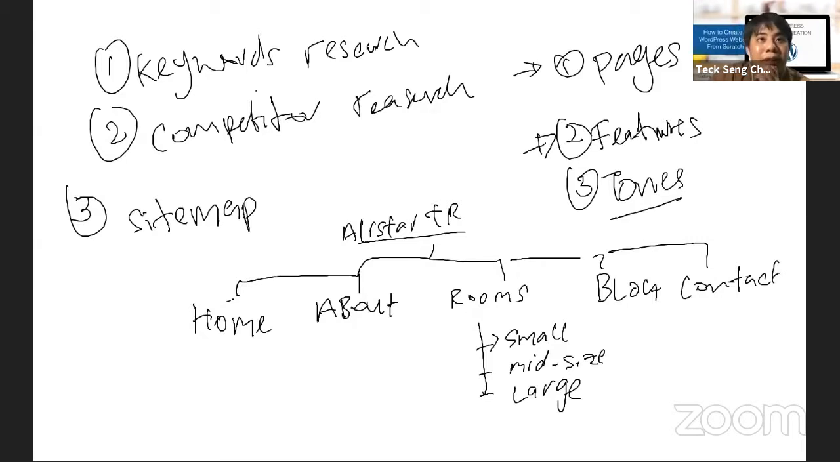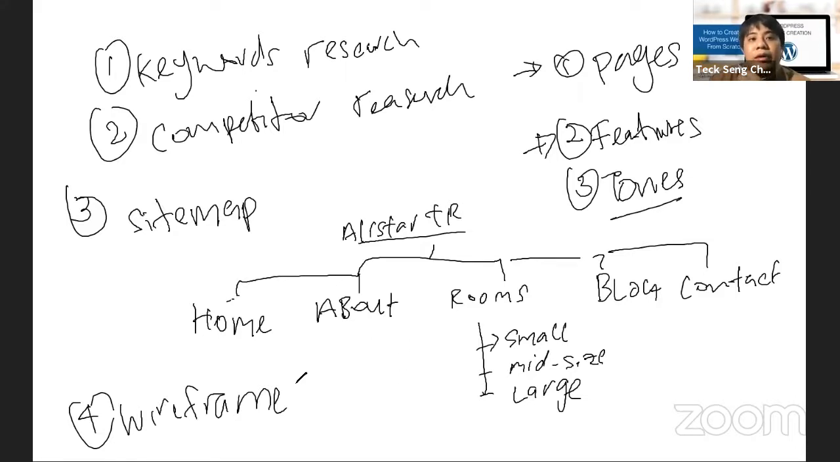Okay, so sitemap is done. So usually this is how you get your sitemap. You go through your keywords research, you go through a competitor research, then you get a sitemap. The last thing you will do is your wireframe. Wireframe is basically to draw out, to have a quick understanding of how your page will look like, before you implement it onto the page itself.